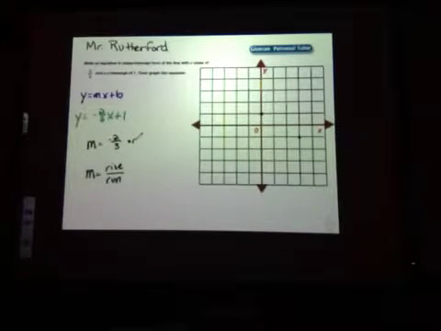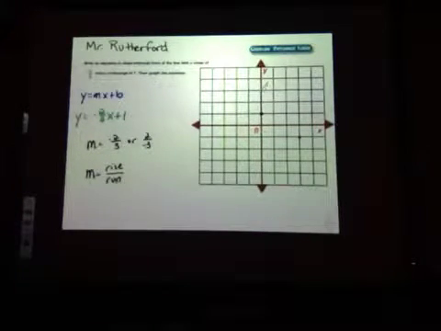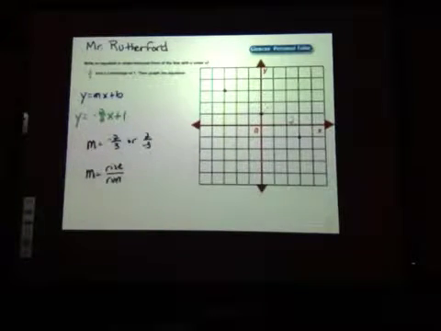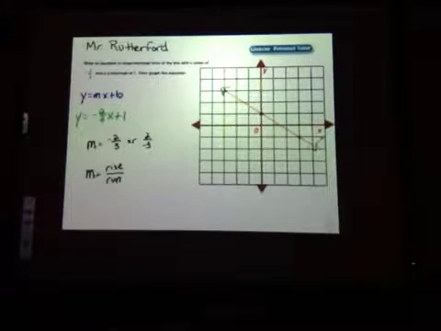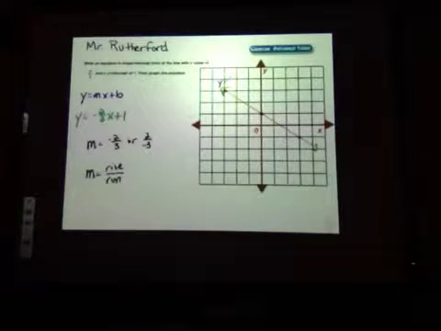We could also look at this as 2 over -3, which would mean from our y-intercept we could go up 2, then to the left 3. Either way will work. Notice we still have a straight line, and we'll connect these 3 dots with a straight line, preferably using a ruler. We'll draw our arrows on either end, and then next to the line I'm going to write the equation y equals -2/3 x plus 1.